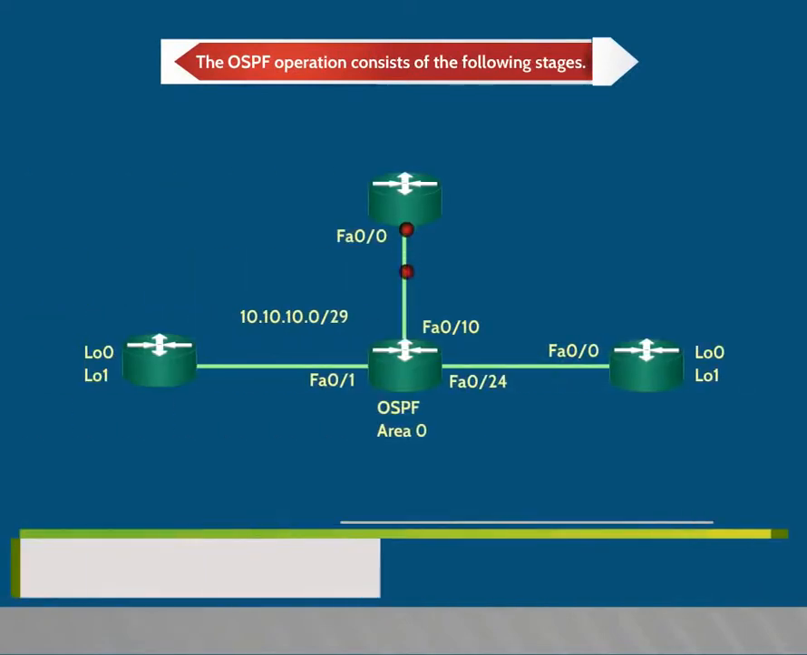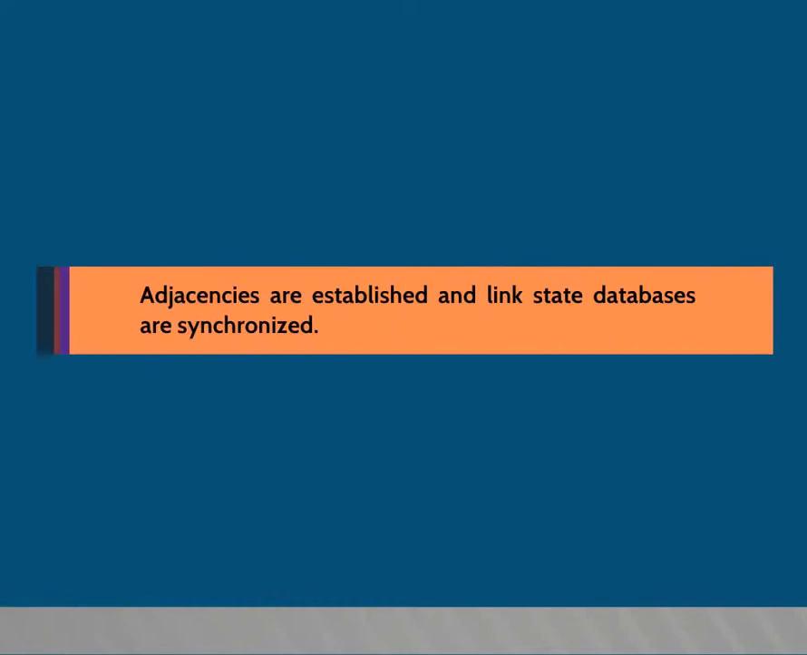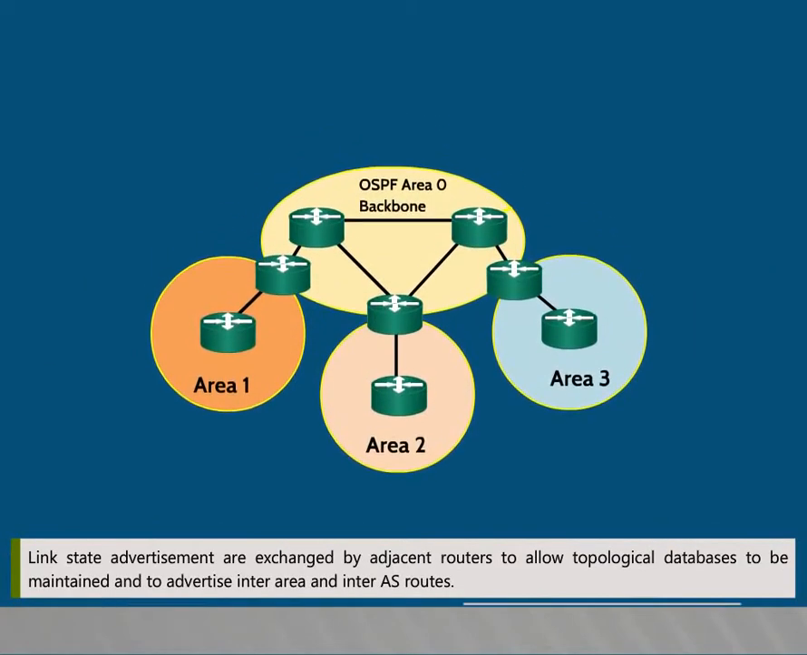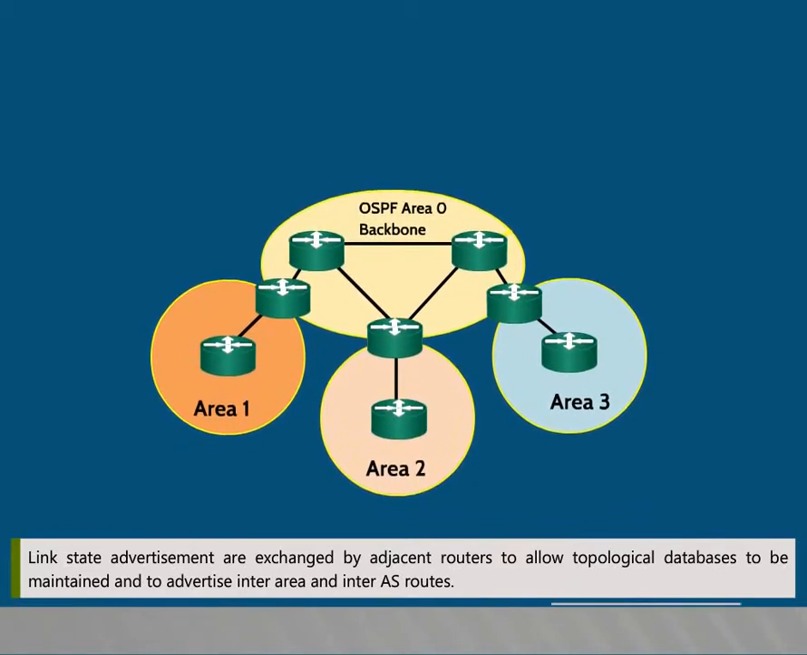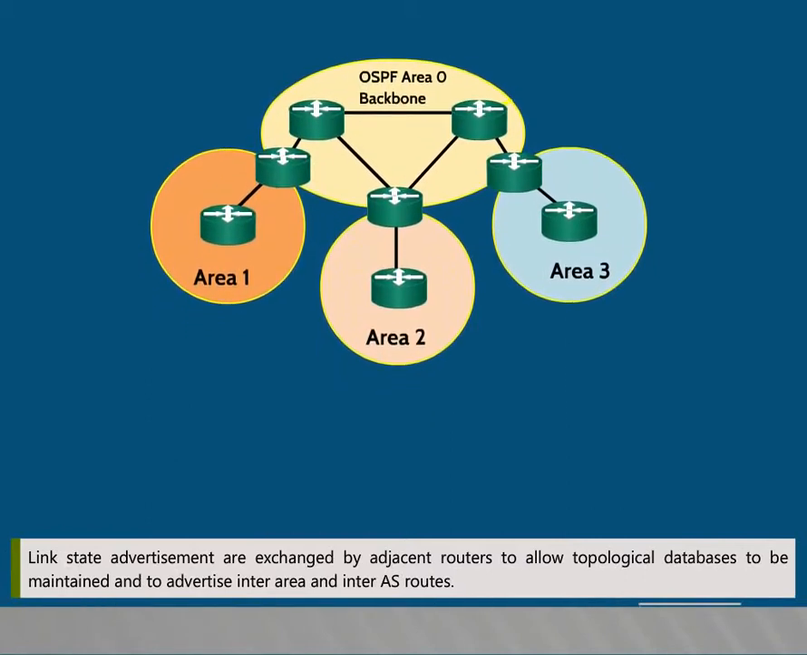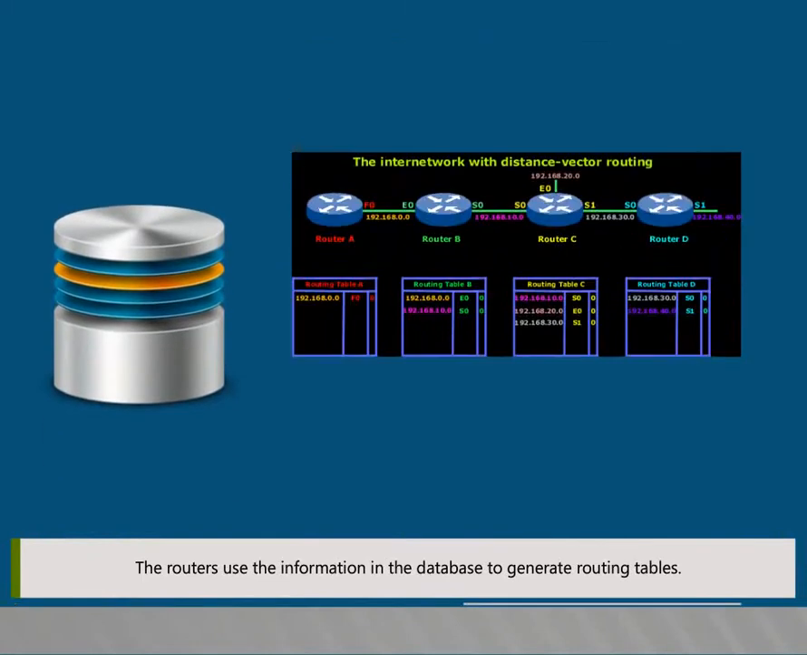The OSPF operation consists of the following stages. OSPF sends hello messages for discovering the neighbors, and designated routers are elected in multi-access networks. Adjacencies are established and link state databases are synchronized. Link state advertisements are exchanged by adjacent routers to allow topological databases to be maintained and to advertise inter-area and inter-AS routes. The routers use the information in the database to generate routing tables.